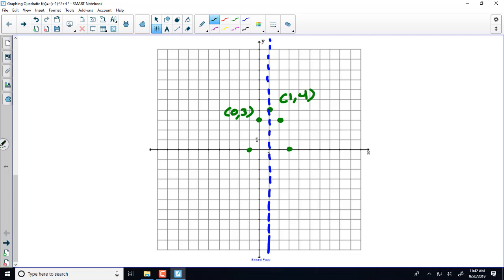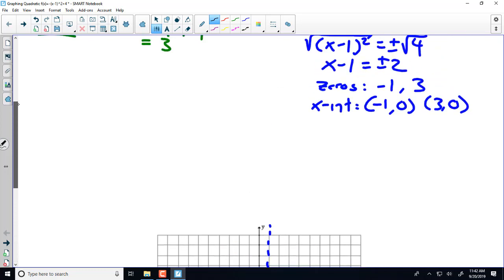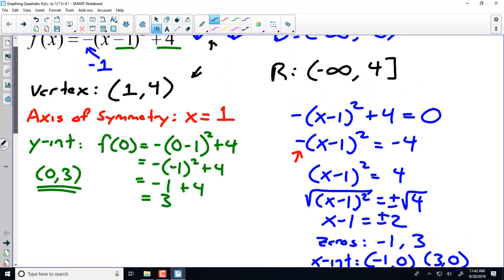Okay, this should be enough to draw a pretty cool graph here. Nice smooth cup up there. Come down like that. Come down like that. All right, everyone. There's our parabola. And here's the information we used to graph it.